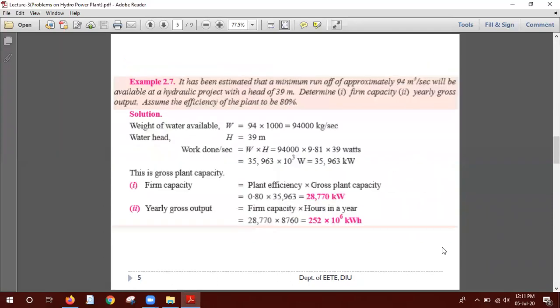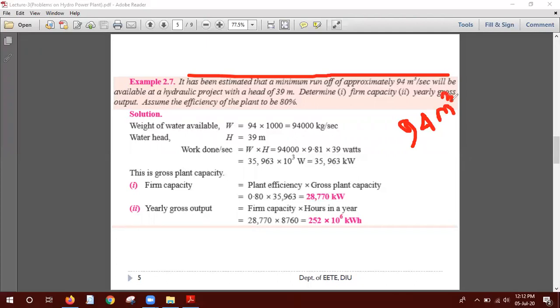Before doing 2.6, let me go for 2.7 first. Then we come to 2.6. Okay. So first of all, my students, here you can see that it has been estimated that the minimum flow is approximately 94 meter cube per second. That means the water flow is 94 meter cube every second. Meter cube is a unit of volume, and per second means every second the water flow is 94 meter cube, available at a hydraulic project, that means a hydroelectric power plant, with a head of 39 meter.